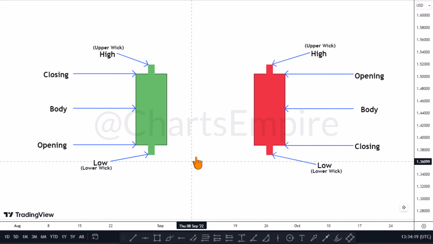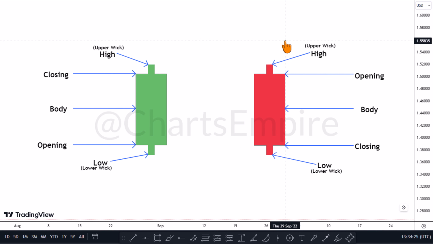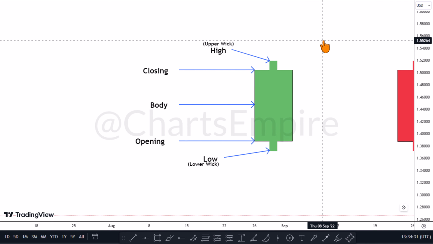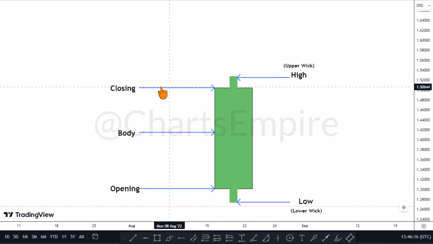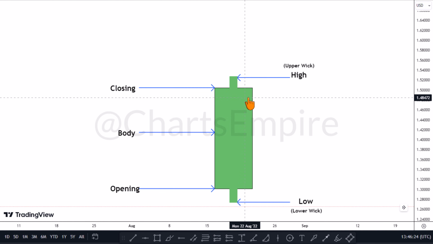The candlestick on the left is the bullish candlestick, whereas the candlestick on the right is the bearish candlestick. First, let's deal with the bullish candlestick on the left side. This is the upper shadow or upper wick. Generally, it is called the high. This is the close, the body, the open, the lower shadow or lower wick. Generally, it is called the low. Because the close is higher than the open, this is why it is called a bullish candlestick.